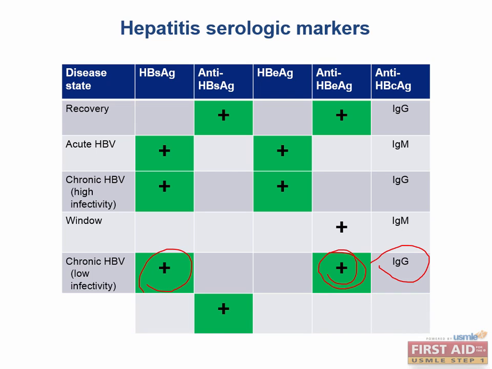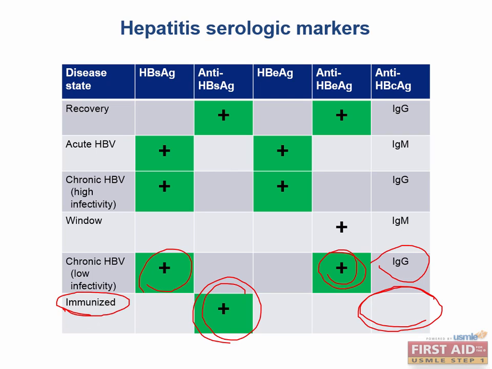So now let's take a look at the final patient. Can you tell me what this patient has? Well, we can see that all he or she has is the antibody against the surface antigen. Without antibodies against the core antigen, we know that this patient has never had an active hepatitis B infection. So this is a serologic signature for a patient who is previously immunized.